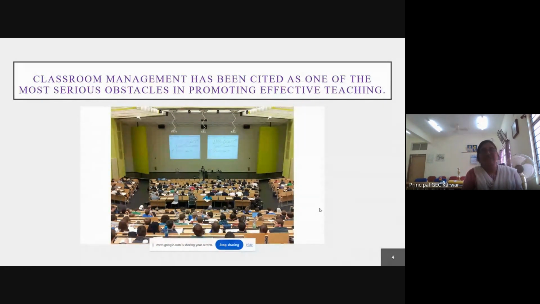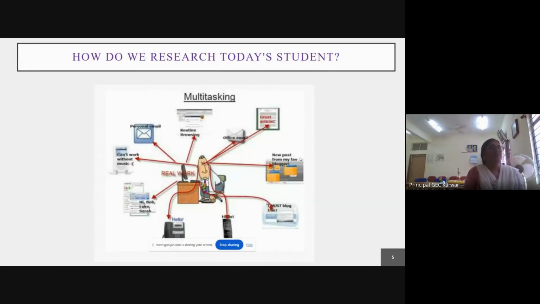So, classroom management. As you know, how do we reach today's students? Because the students are multitasking. They do all the tasks at one time. As per research, the US National Education Association reported that around 36% of the teachers said they would probably not go into teaching again if they had to decide to join again. A major reason was the negative student attitude as well as the discipline in the classroom.